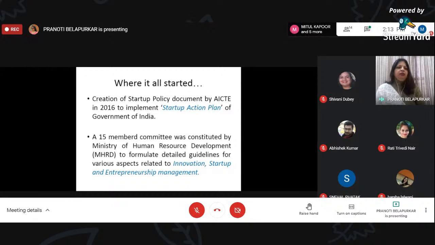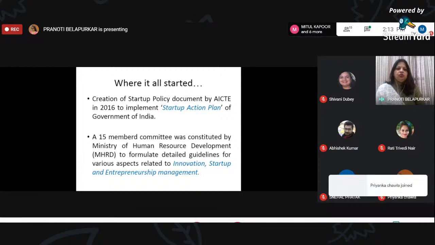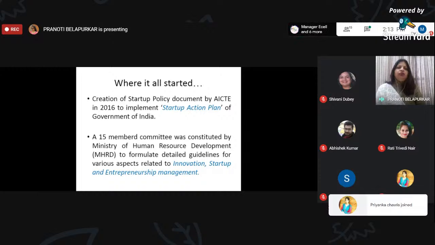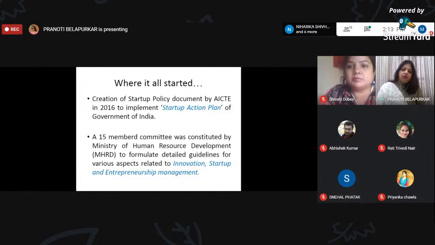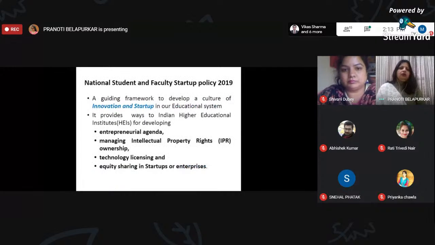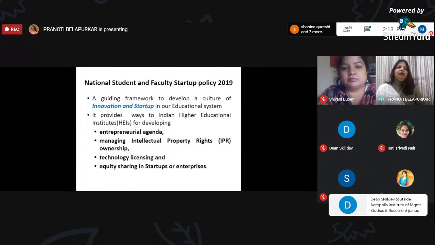Therefore, a 15-member committee was constituted by the Ministry of Human Resource Development to formulate a detailed guideline for various aspects related to innovation, startup, and entrepreneurship management. So in the coming slides, I will be telling you what the National Innovation and Startup Policy does for students and faculties, what it proposes to be done, what it promises to be done.